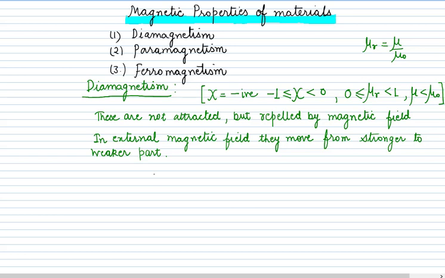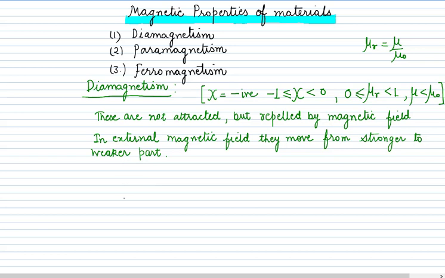Now, how can you explain diamagnetism? To explain diamagnetism, you go inside a diamagnetic material, and if you look at the electrons, then you know that in any atom, the electron is orbiting around the nucleus, and it has some orbital angular momentum.